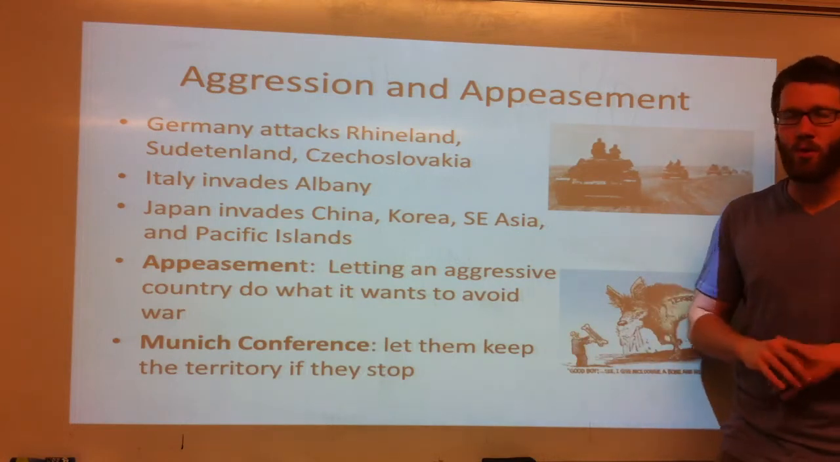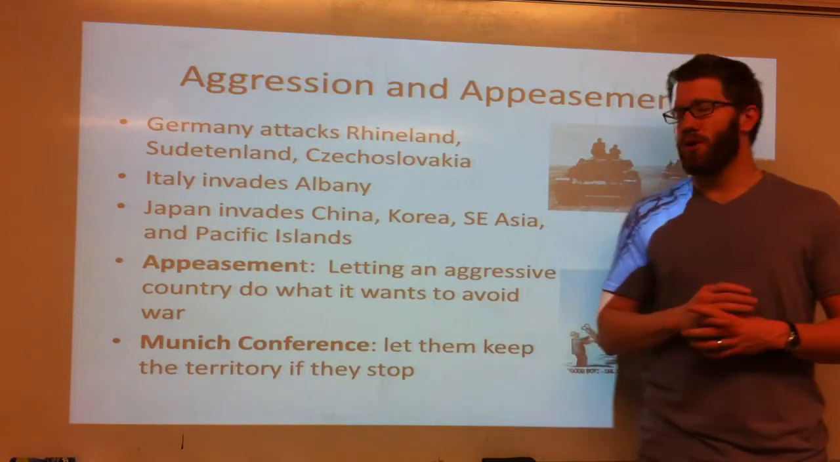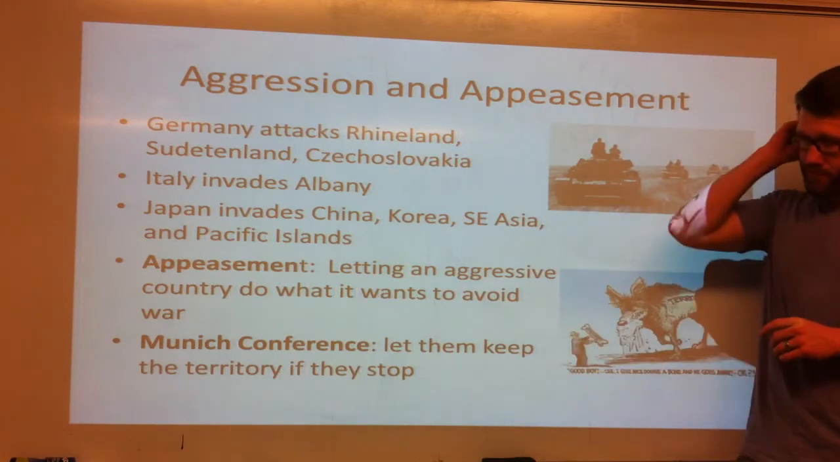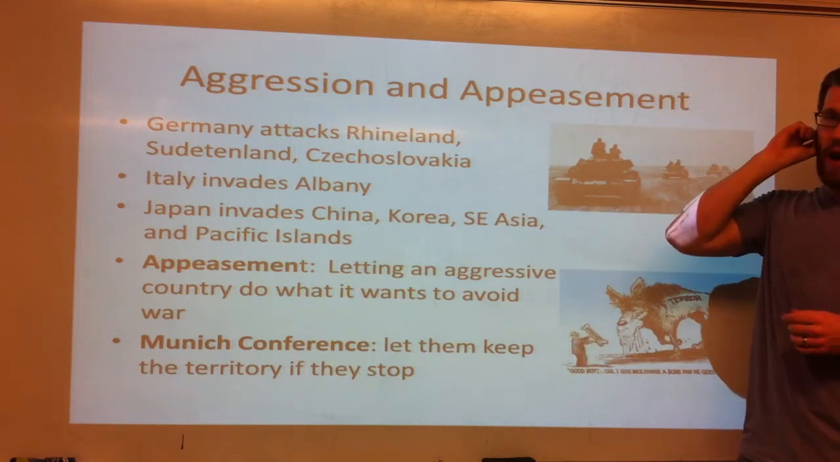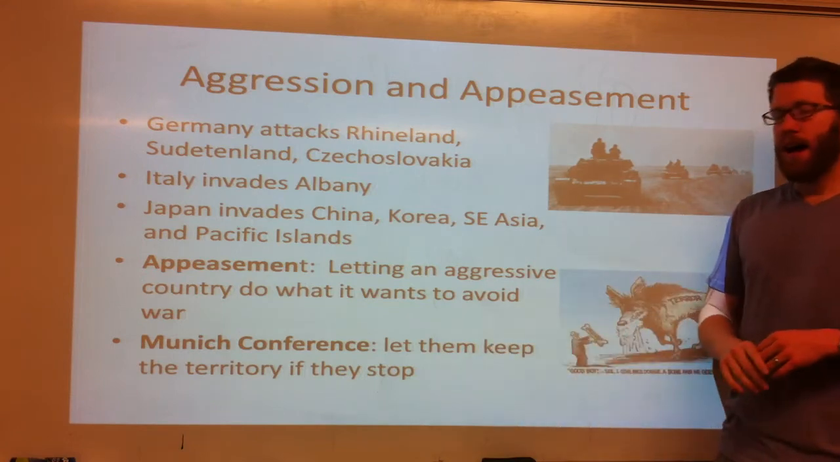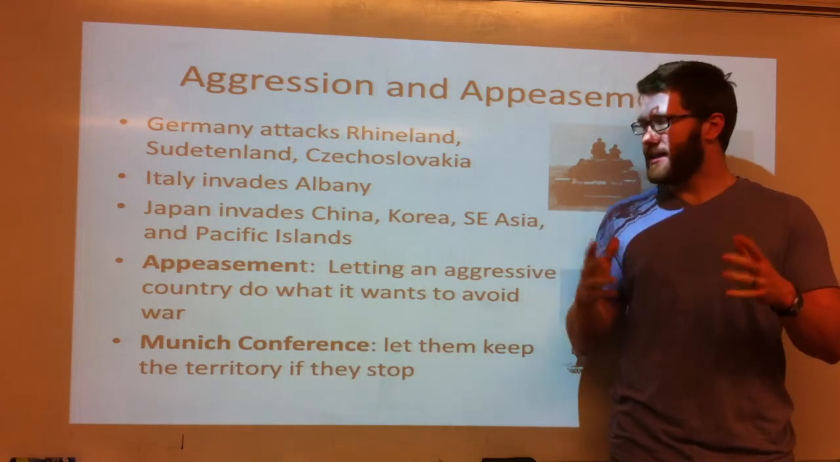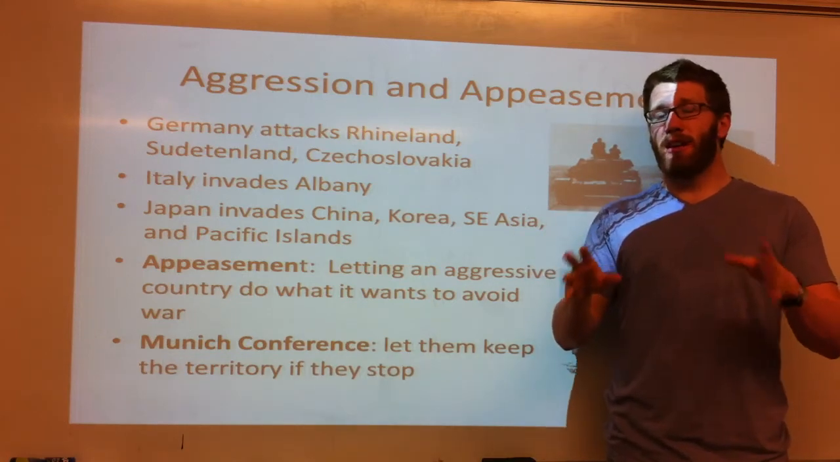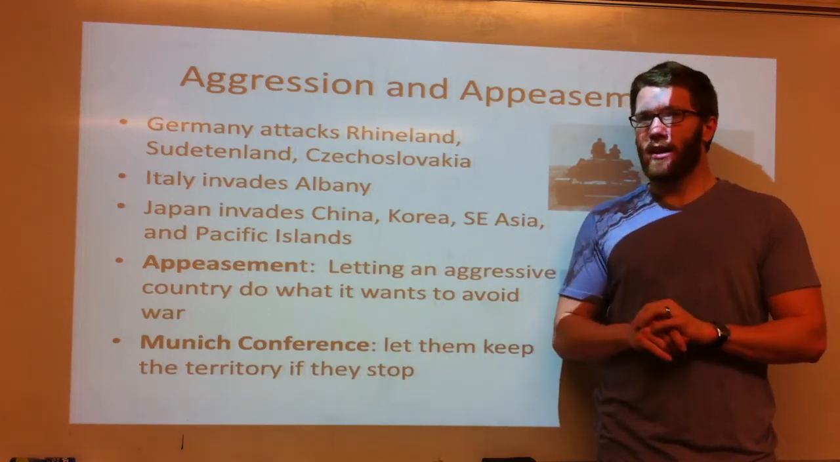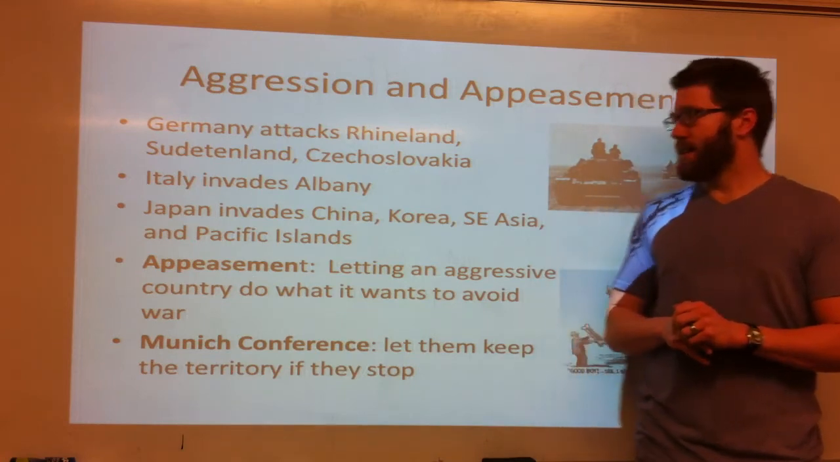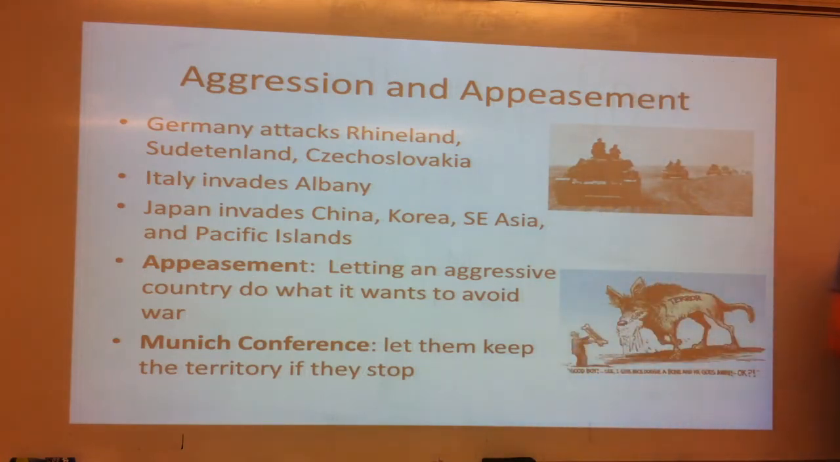The Allies had just gone through World War I. They didn't want to experience another war. And so they hold a meeting called the Munich Conference, and they basically met together with Germany and Italy, and they basically said, well, you can keep that territory that you've taken, but you can't conquer any more territory. And so they let Germany, Italy, and Japan build up their military even more.